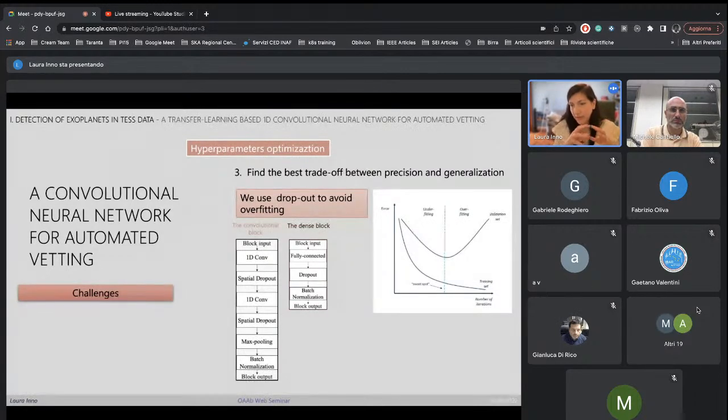Hyperparameters are all the parameters that define the learning and the morphology of the net. For instance, the learning rate is a typical hyperparameter. Tuning them is time consuming because you have to find the best trade-off between precision of the net and generalization. You can have a net that gives very good results on the training set, but then won't be able to make any prediction on a new data set. That's what is usually called overfitting of the net.